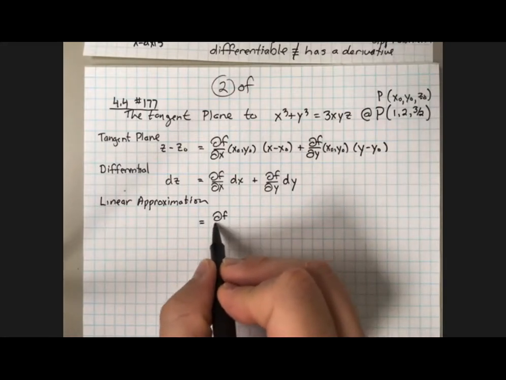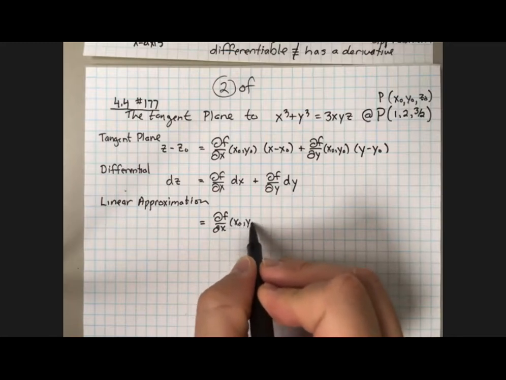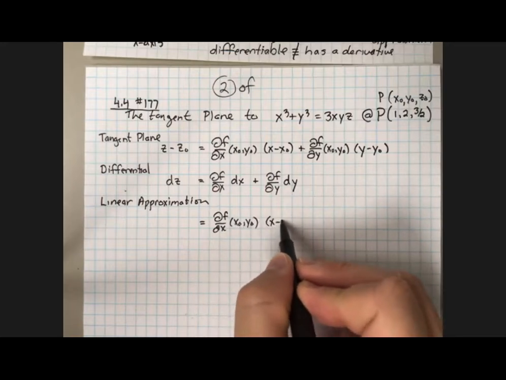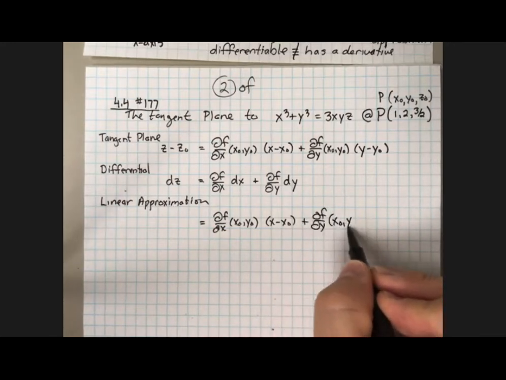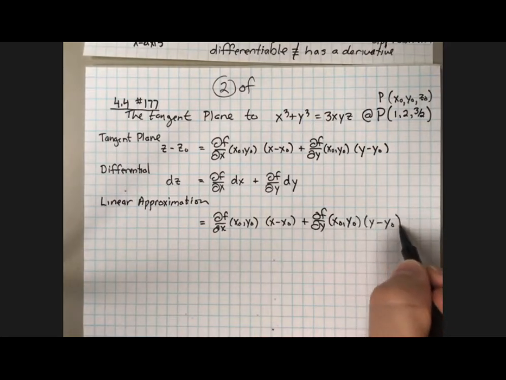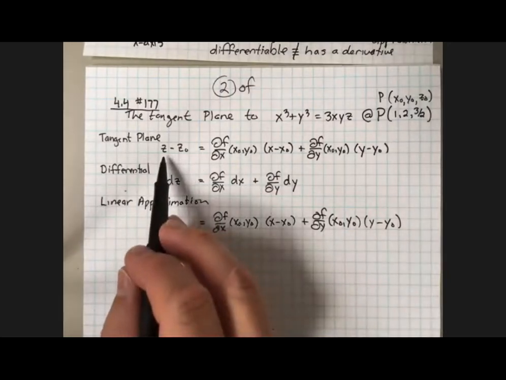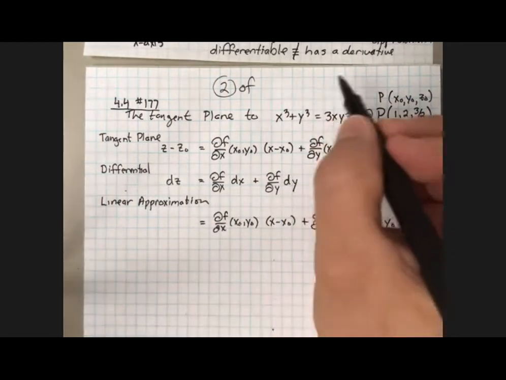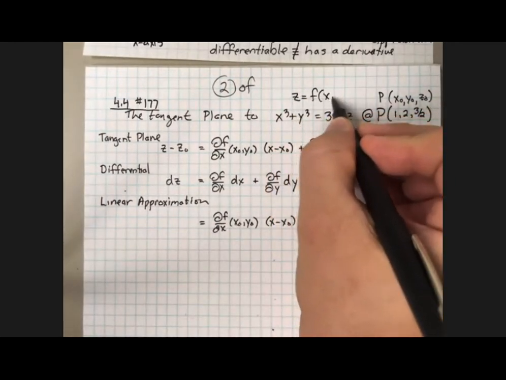Partial f, partial x, at x naught, y naught, times change in x, plus partial f, partial y, at x naught, y naught, times the change in y. But here I don't want to emphasize the change in z, I want to emphasize the approximation to the surface z. Remember, this is assumed that I'm talking about a surface z equals f of x comma y.